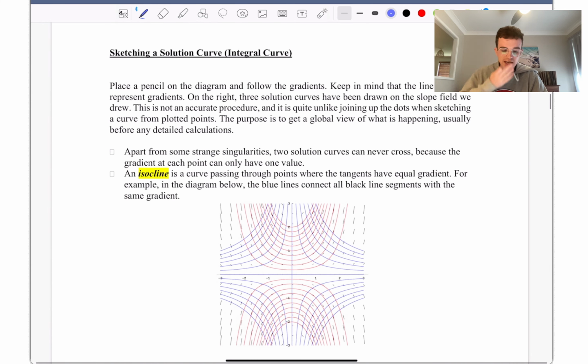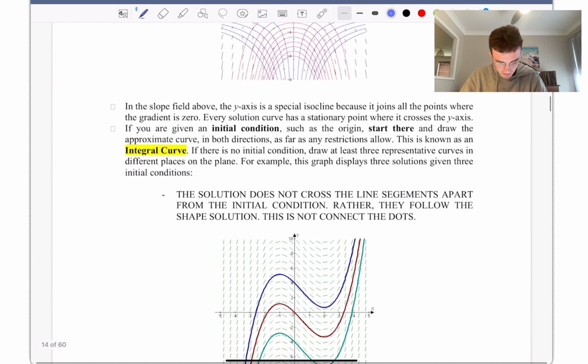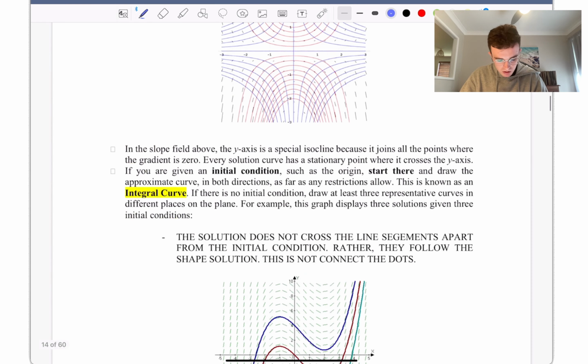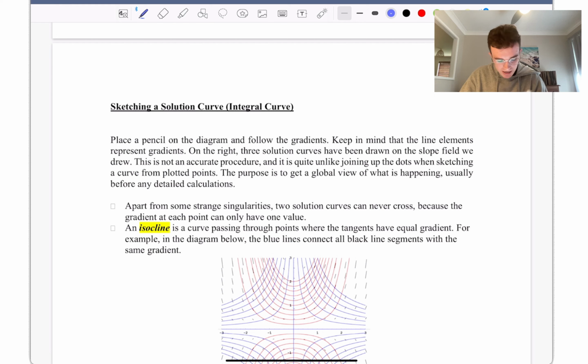Okay, so sketching a solution curve, which is also called an integral curve. To sketch an integral curve, we place a pencil on the diagram and follow the gradients. Keep in mind that the line elements represent gradients. Down here, we can see 3 solutions have been drawn on the slope field we drew. Now this is not an accurate procedure, and it's quite unlike joining the dots when sketching a curve from plotted points. The purpose is to get a global view of what's happening, usually before any detailed calculations.